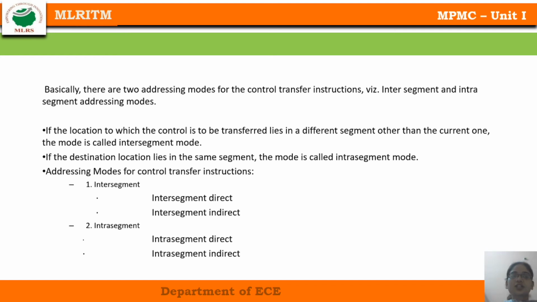If the location to which control is to be transferred lies in a different segment other than the current one, the mode is called inter-segment addressing mode. If the destination location lies in the same segment, the mode is called intra-segment addressing mode. These addressing modes are further divided into two parts: intersegment direct and intersegment indirect, and intrasegment direct and intrasegment indirect.